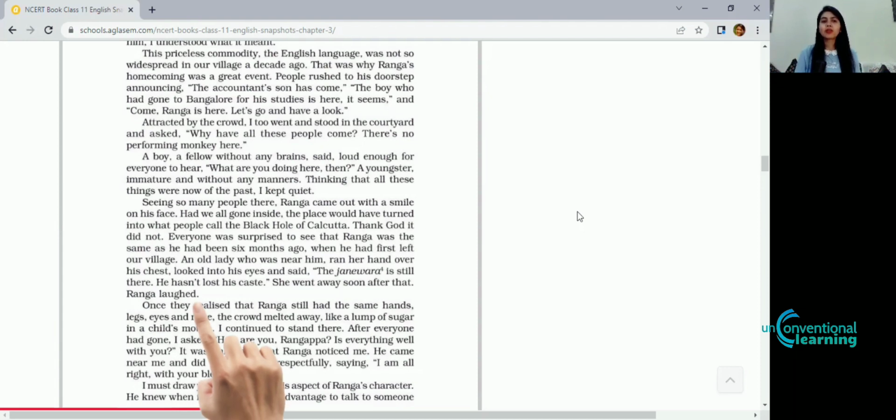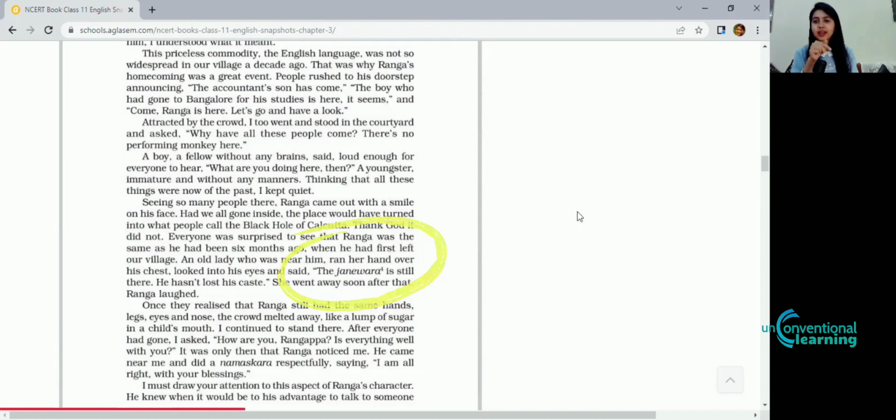This means the crowd slowly started moving away from there when they did not find anything to gossip about. Because Ranga was wearing his Janivara. You can also see that on the screen, which symbolized that he had not lost his religion, he had not lost his caste, he still respected his caste. So people find it very astonishing, very difficult to believe that Ranga went to Bangalore to study, and even after that did not give up his culture, and all those things they are saying.